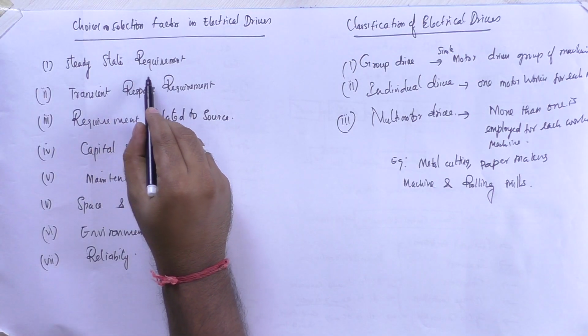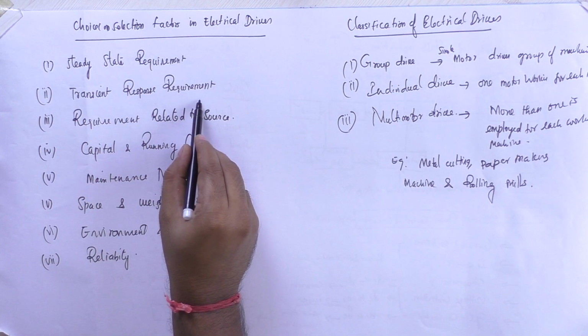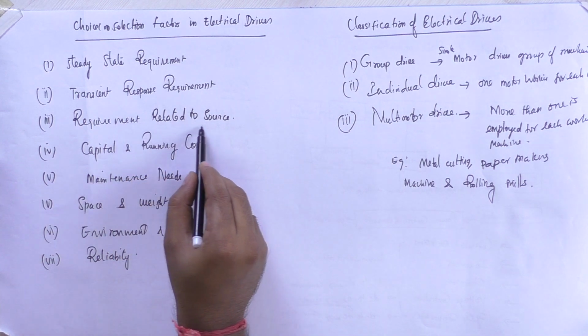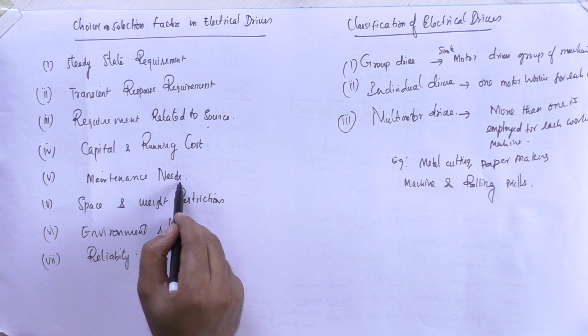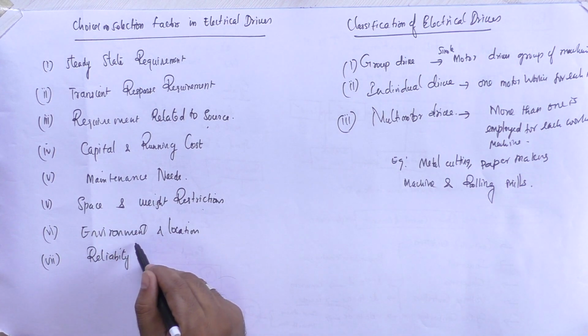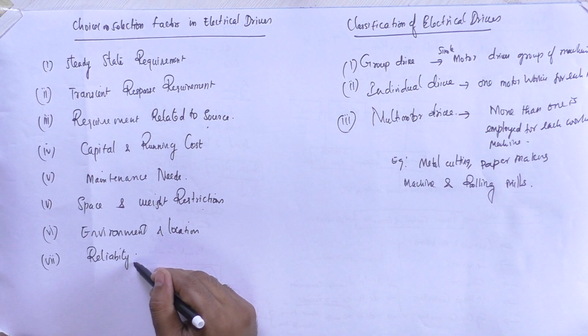In this session, I am going to explain the selection factors required for operating a drive. So, what are all the factors required before selecting a drive? There are several factors, of which the few we are going to discuss are steady state requirement, transient response requirement, requirement related to availability of source, capital and running cost, maintenance need, space and weight restriction, environment and location, and finally reliability.